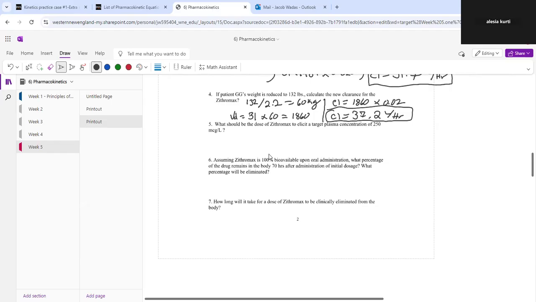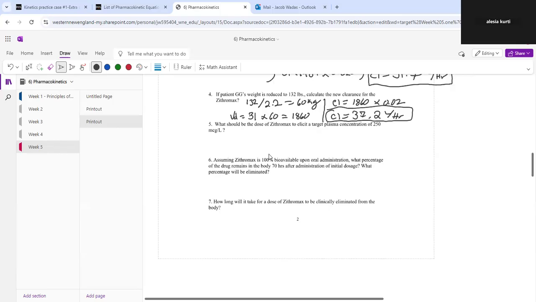All right, so what dose of Zithromax should elicit a target plasma concentration of 250 micrograms per liter? So what equation should we use from the equation sheet? This is gonna be an intravenous bolus. I'll give you a hint. They gave us the concentration and we have volume of distribution. We're looking for dose. So we need an equation that has those two variables that are given to us.